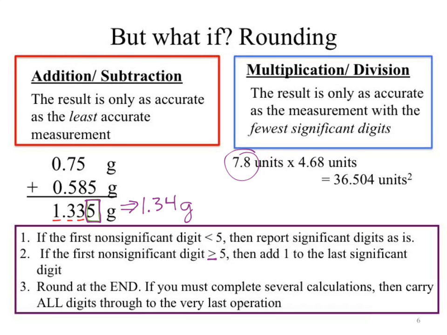What happens with our multiplication and division? We said we can carry to 2 sig figs. So our answer is 36, but now we have our first insignificant digit, that 5. If it's equal to 5 or greater than, what do we do? We add 1 to the previous digit, and our answer becomes 37, what do I have, units squared?